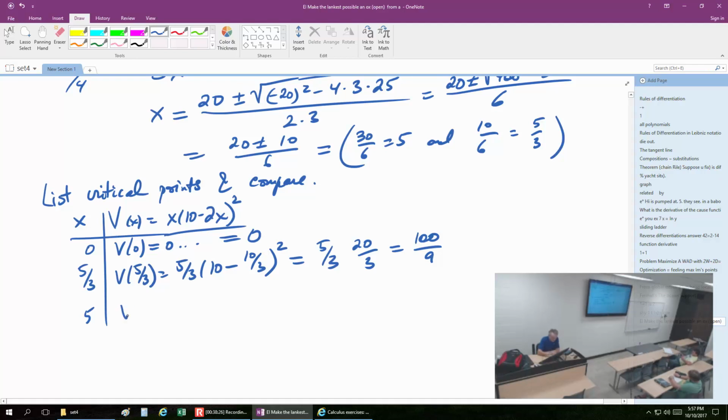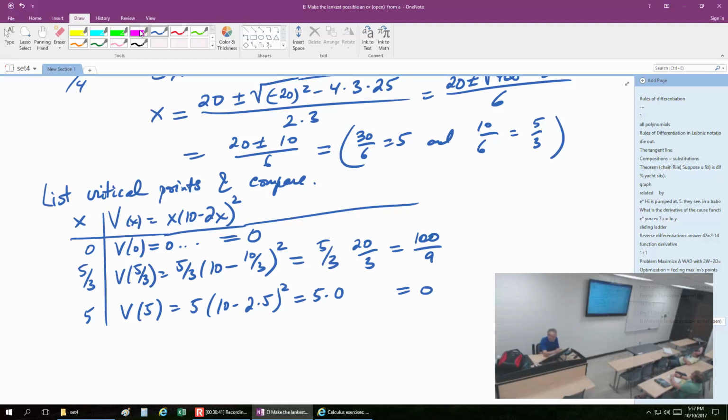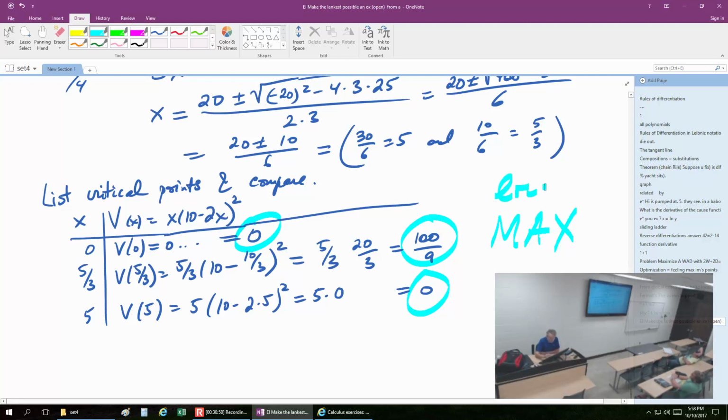Okay, and now v of 5 is 5 times (10 minus 2 times 5) squared, and the second term is 0, so it is 0. So these are the three numbers for us to compare: 0, 100/9, and another 0. So this is the max, right? Technically this is a local maximum, but that's where the derivative is equal to 0.